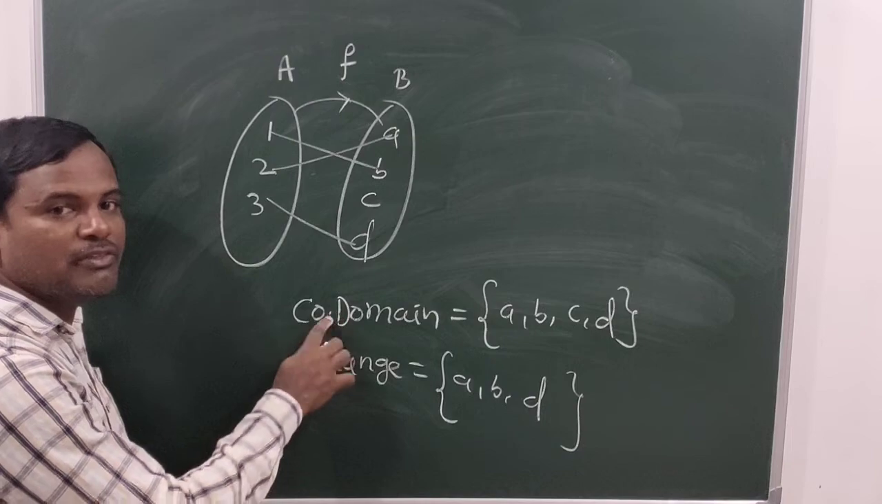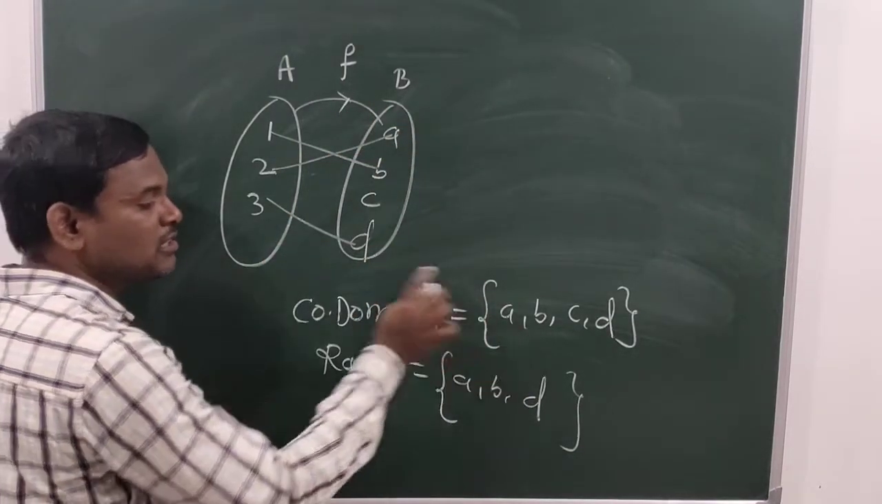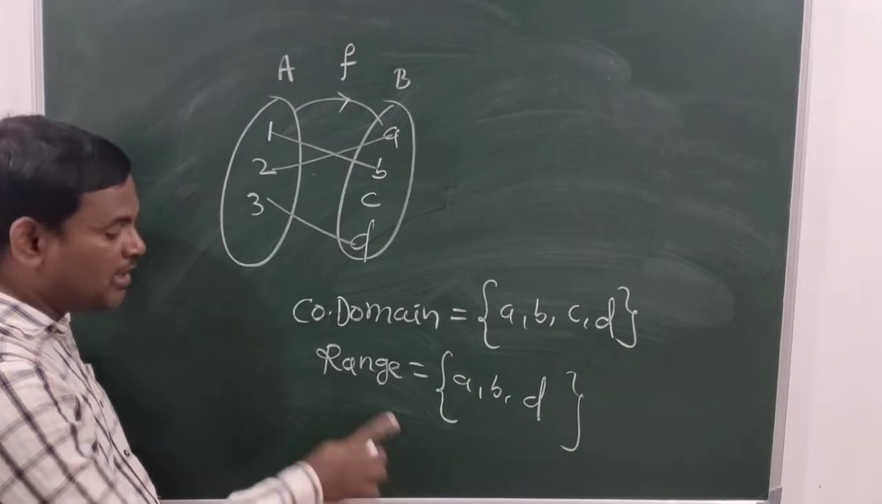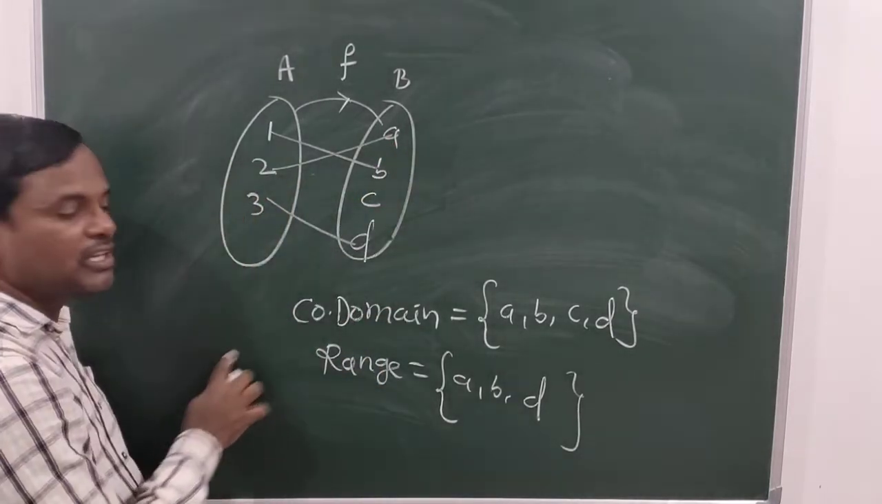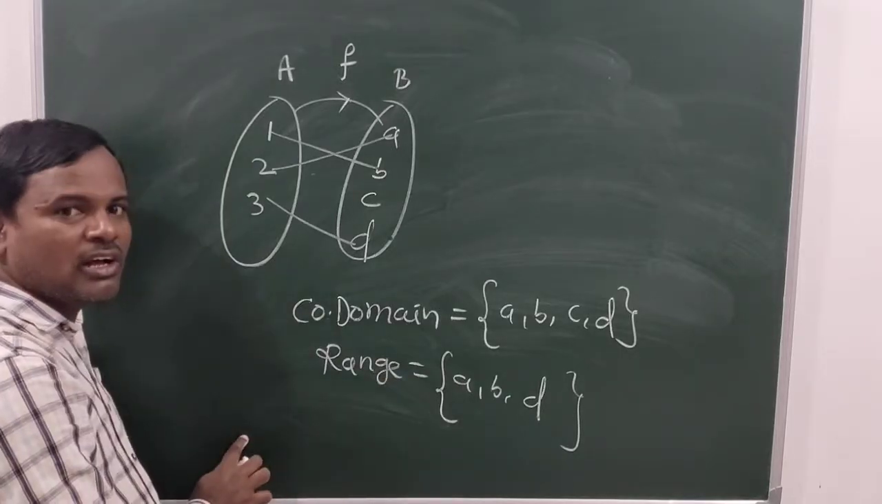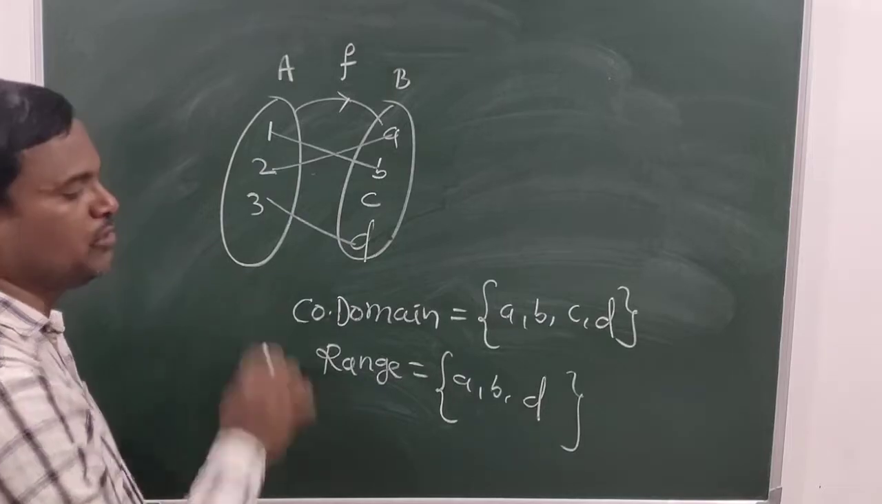See the difference between the codomain and range. The complete set B is called the codomain, and the range is whichever elements are mapped by the elements of set A. Okay, right, observe this.